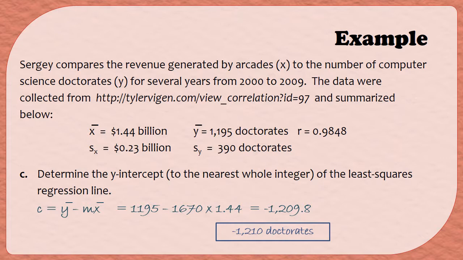Now you may be saying, how could you have a negative number of doctorates? And that's a good thing to say, because that would mean for this particular problem, it does not make sense to interpret the y-intercept. What this is telling us is that our data is probably going to have fairly large x values that are far away from the y-axis.